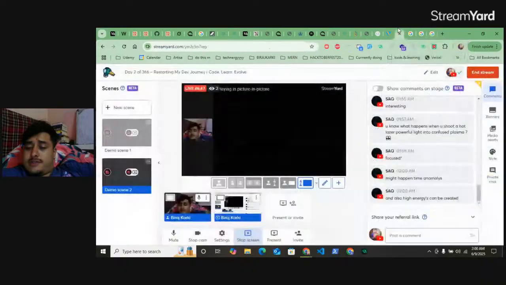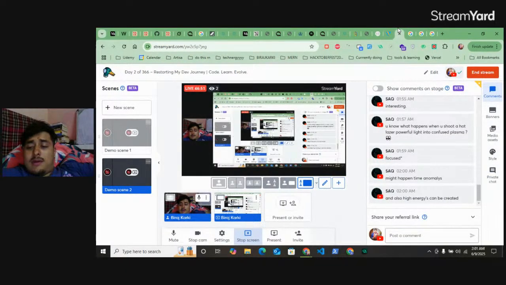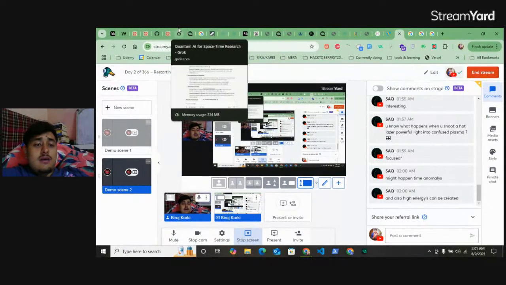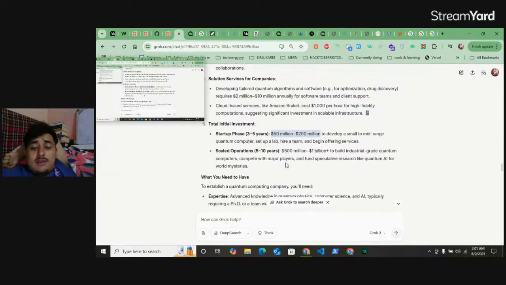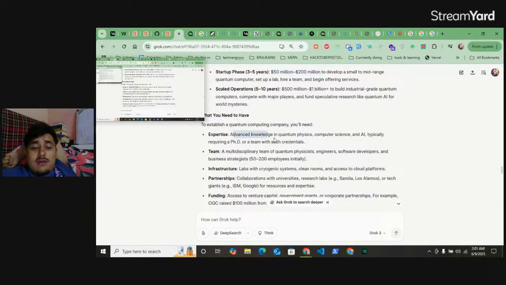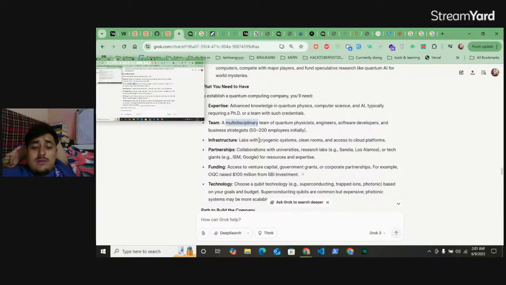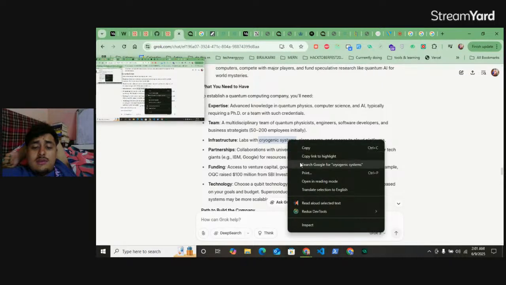Okay, interesting, bro. Might happen, time analogs and also high energy can be created. Oh yeah, bro. In the group, it showed me 50 million to 200 million to develop a small X-band knowledge quantum AI, typically requiring a PhD or a team resource credential, a multidisciplinary team of quantum physicists, engineers, software developers, and business analysts. Labs with company. What is this cryogenic system?